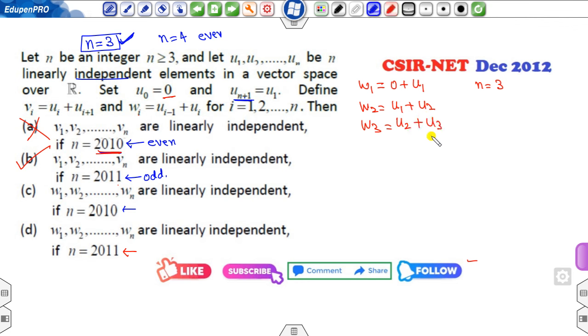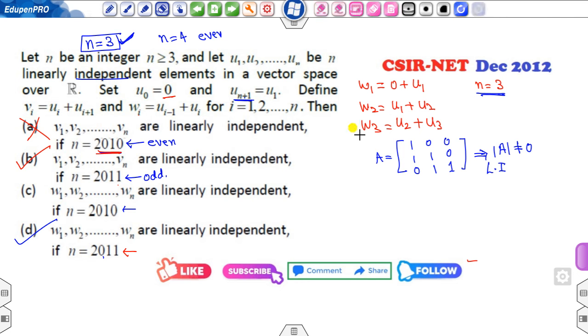So clearly this is linearly independent, because if you write the matrix corresponding to u1, this is u2, and this is u3, then if I call this matrix A, the determinant is non-zero, so it is linearly independent. So whenever n is odd, it is linearly independent.